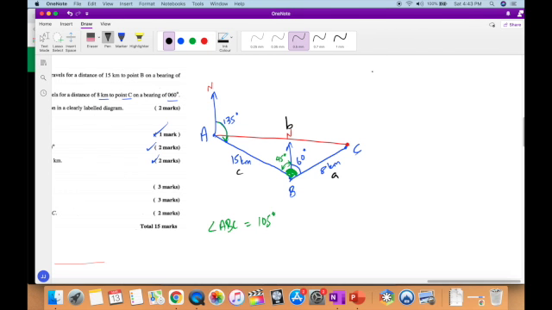So with the cosine rule, we want to find B. B squared is equal to A squared plus C squared minus 2AC times the cos of B, right? B squared is equal to 8 squared plus 15 squared minus 2 times 8 times 15 times the cos of 105 degrees. Shazay, do you understand up to this point?